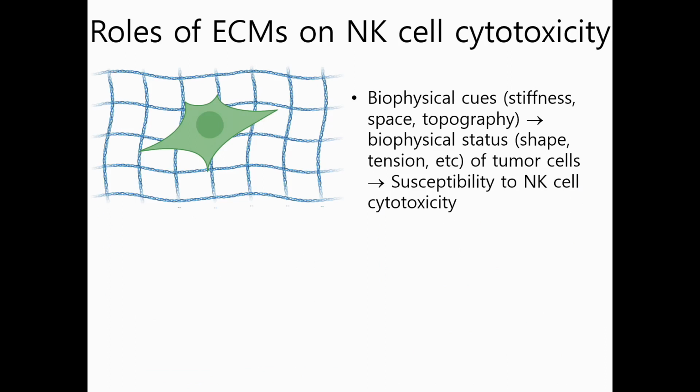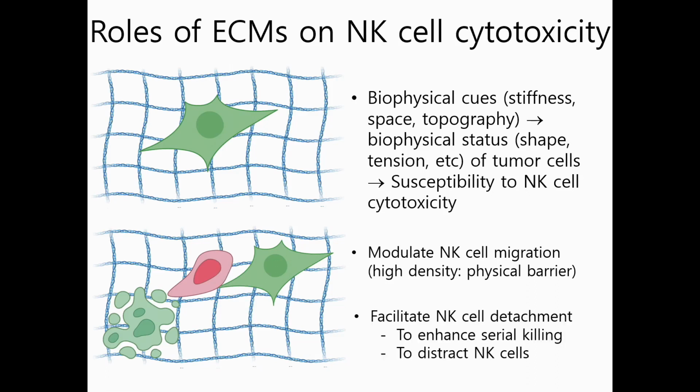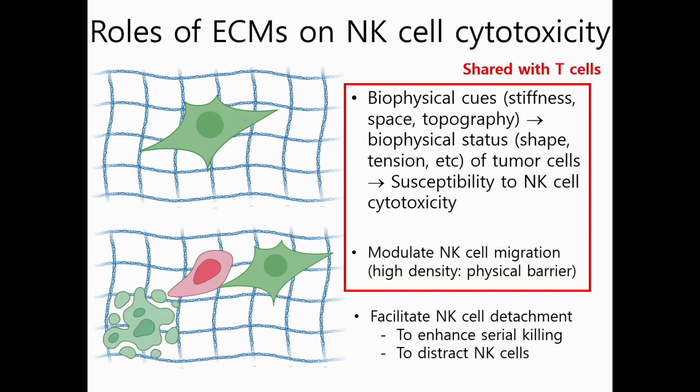This is just the summary of the second part. ECM plays many roles in NK cell cytotoxicity. It regulates the biophysical properties and the state of tumor cells, making them susceptible to NK cells. It can also generate a physical barrier: as we increase collagen concentration, there is less killing because of limited migration. But at the same time, it can regulate the interaction mode and facilitate detachment. That can be better for serial killing, but it can be bad in some circumstances. And T cells share some of the mechanisms, but not always.